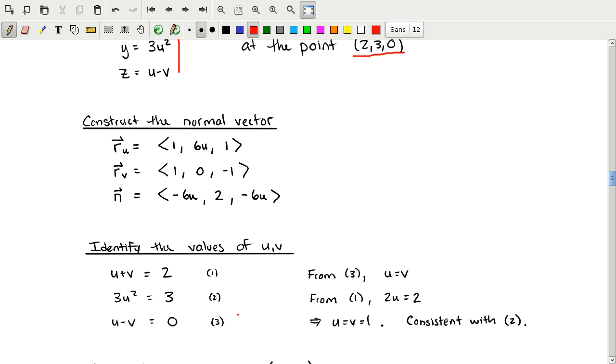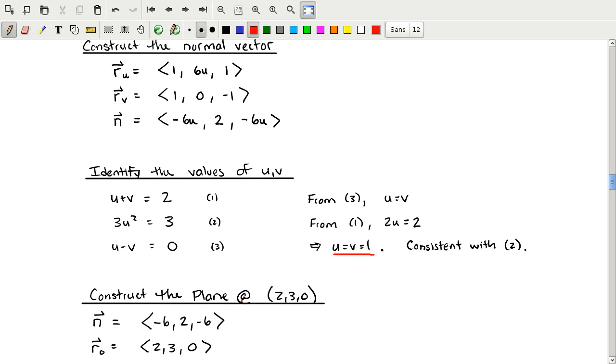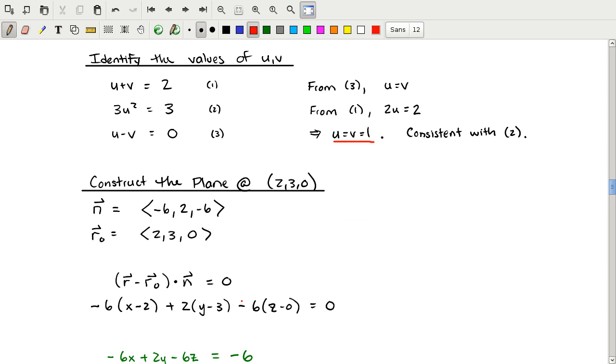So from equation 3, we know that u equals v. That means we can replace v with u, and so 2u equals 2 in equation 1. That means u and v are both 1. Let's go ahead and plug that into equation 2, and we see that indeed that final equation is consistent. So we have found our coordinate point in uv space. It's u equals v equals 1. We're now ready to construct the tangent plane.